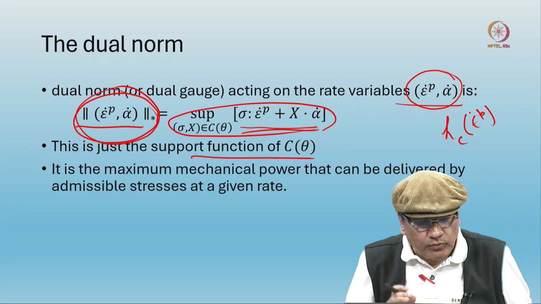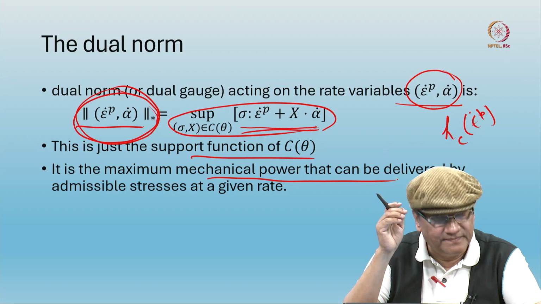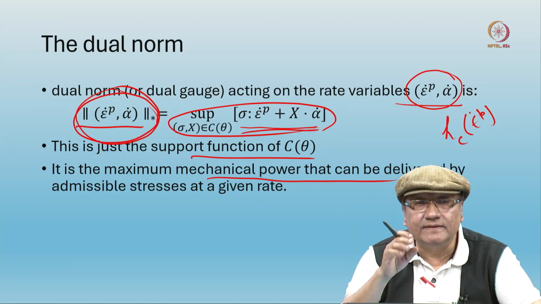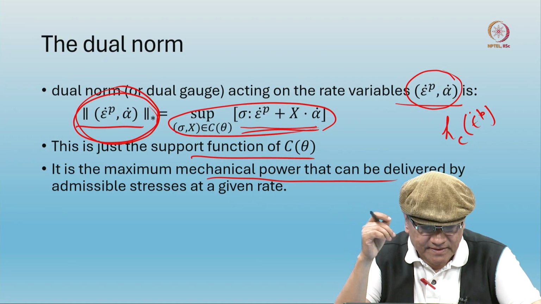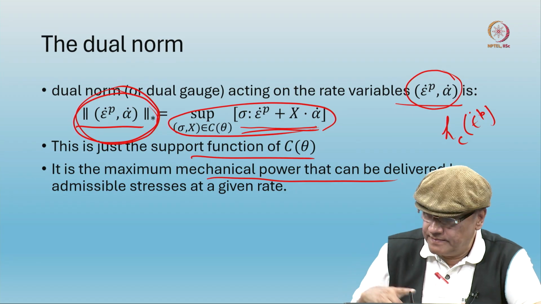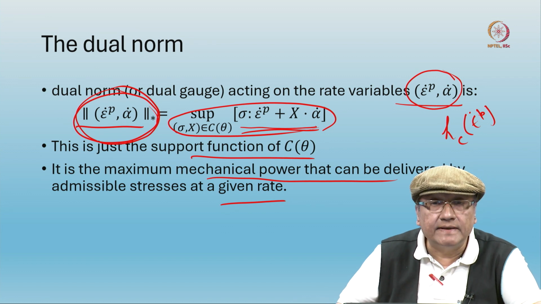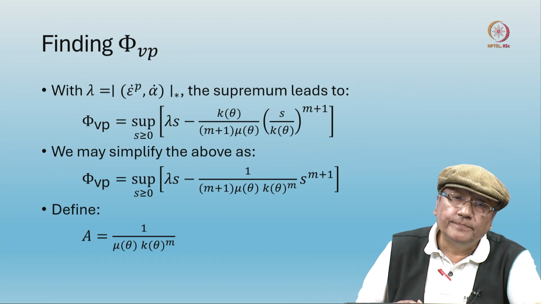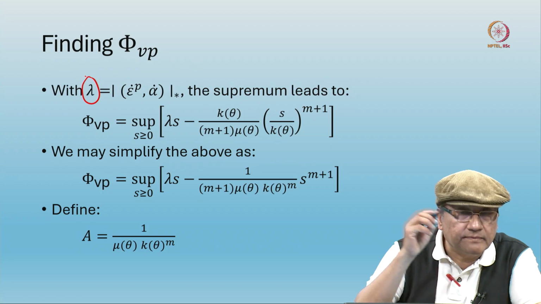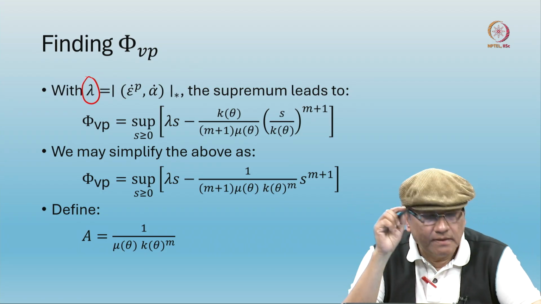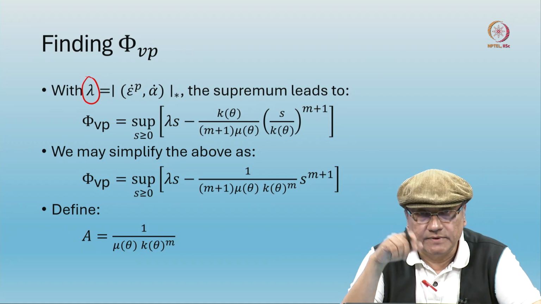So, you can see what we are basically talking about as the dual norm is basically the maximum mechanical power that can be delivered given any epsilon p dot and alpha dot, right. That is the maximum mechanical power for a given rate, right. Now, having realized this, let us denote by lambda the dual norm of epsilon p dot comma alpha dot, right.